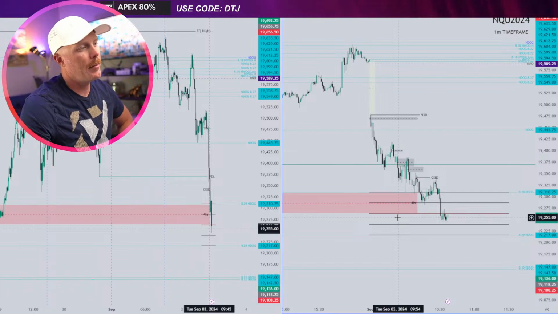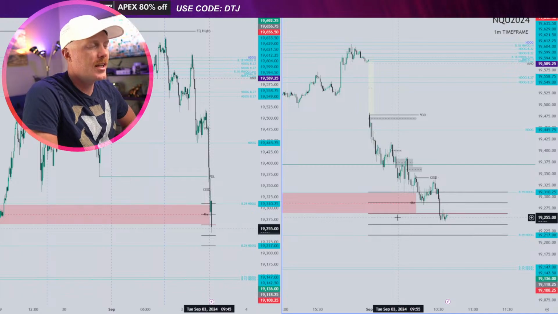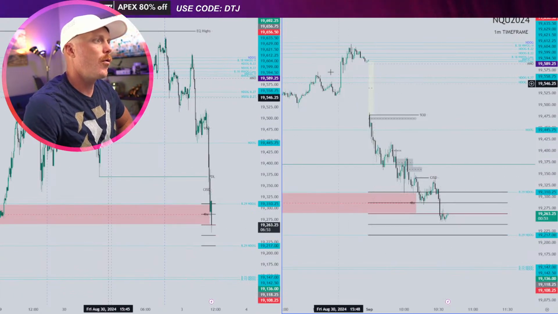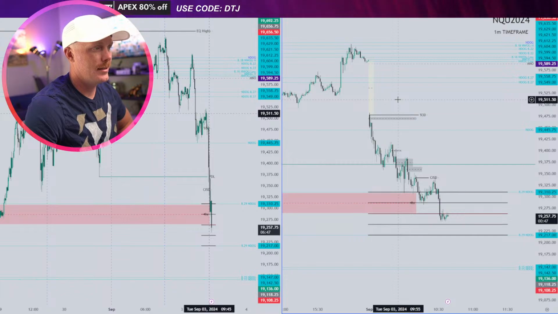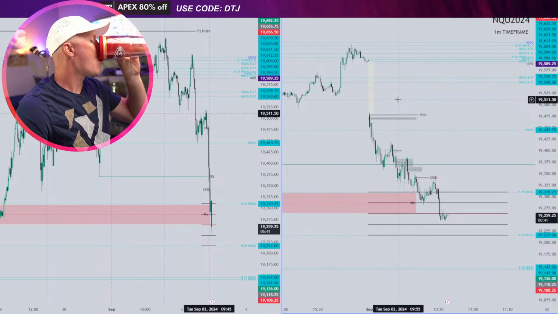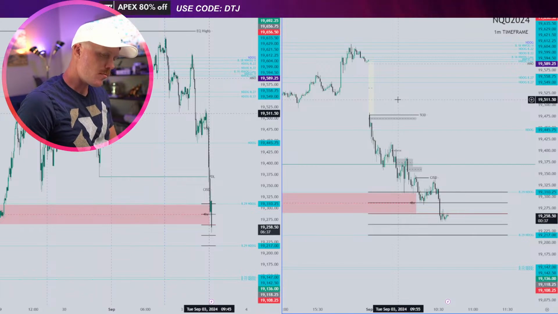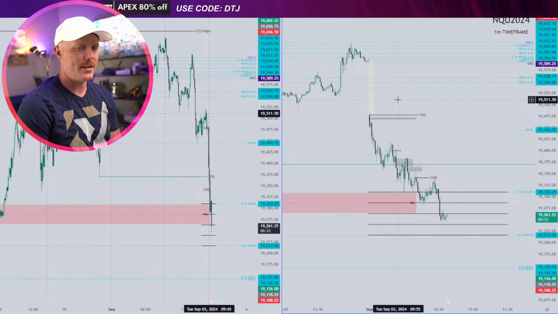In my mind, this is what I want to wait for. So if it's going to continue to trend lower, I'll be patient and I'll wait for the move that's going to pay me. And it's going to be a great move too. It's going to be worth the wait.